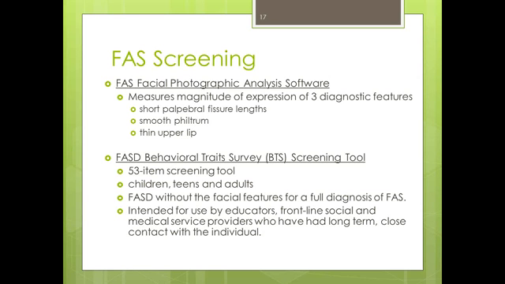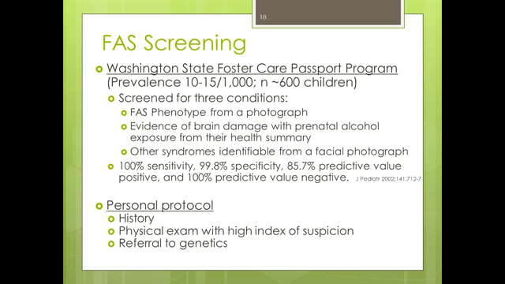So again, I unfortunately have not personally used this, but just so that you know that they are out there. I did find a study that was the Washington State Foster Care Passport Program. So apparently Washington State Foster Care Program had a very high prevalence of fetal alcohol syndrome. So their prevalence in their foster system was 10 to 15 per 1,000, whereas general population is about a 1 per 1,000. So they did a study with about 600 kids, and they screened for 3 things.